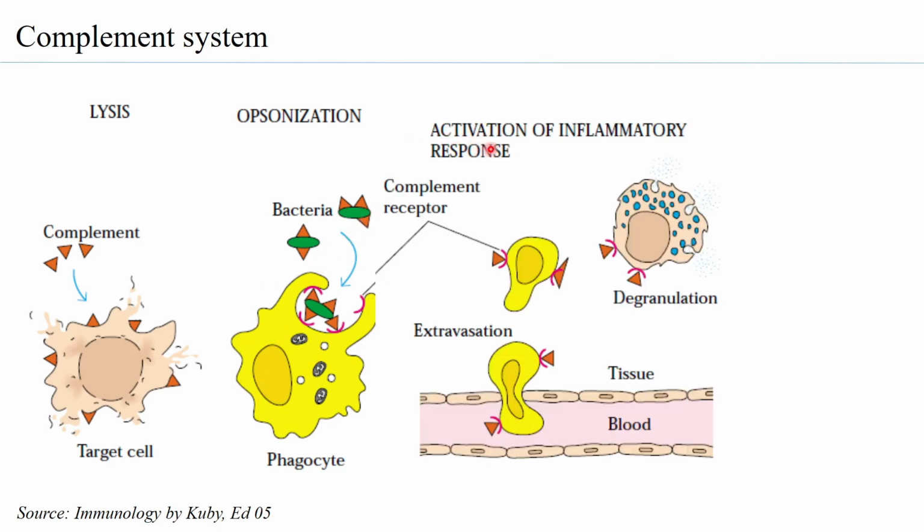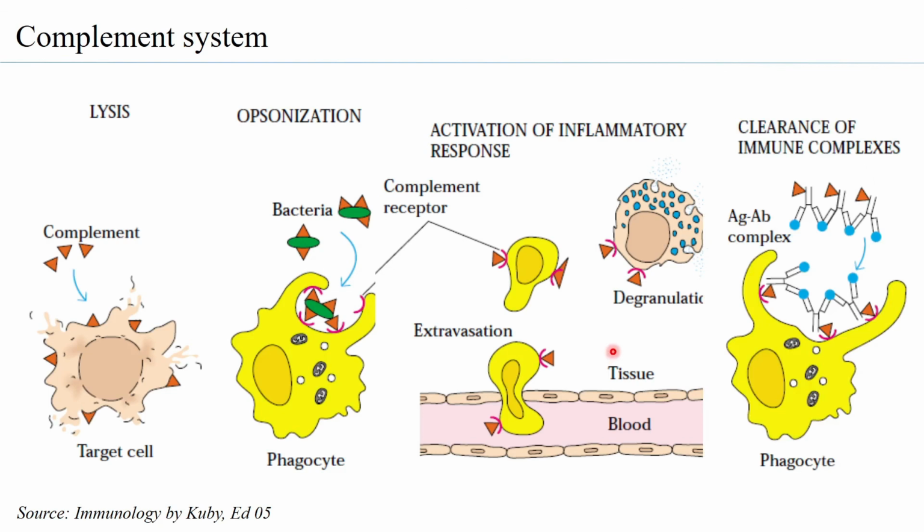Of course, it has a very important role to play in activation of the inflammatory response. So one can see that when the leukocytes enter the tissue space through extravasation, the complement can bind to these leukocytes and also to mast cells or basophils, and degranulate them to release the mediators, primary mediators and secondary mediators, that can lead to inflammation.